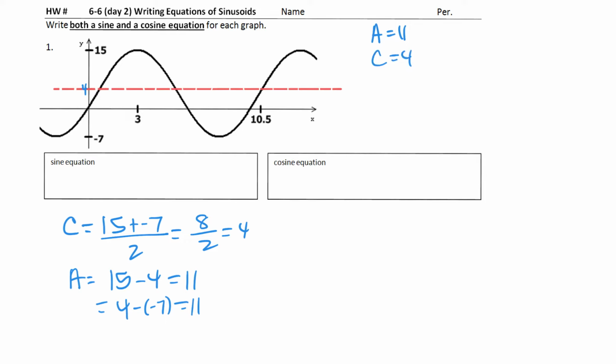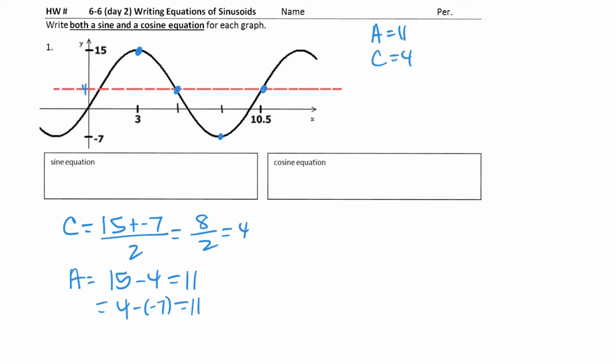Now to figure out B, that has a lot more steps. The first thing you want to do is draw in all your critical points between your two labeled values. I have 3 labeled and 10.5 labeled. It looks like 3 is a maximum. And then we have our SA, that's why we draw in our SA first. And then we have a minimum, and then at 10.5, it's an SA going up. On your x-axis, put slashes for those critical points that are not labeled.